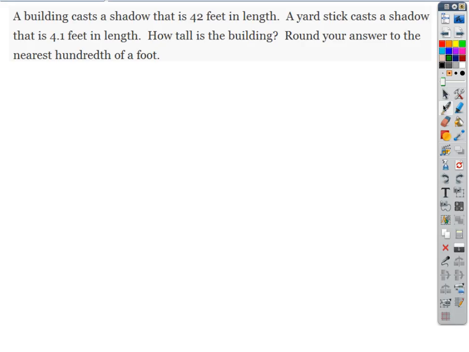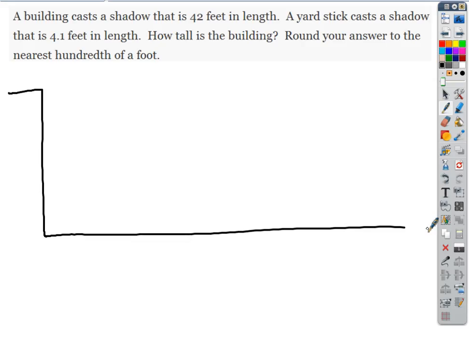So we need a picture. So here's our building, let's say, and there's the sunlight that's passing by the edge of the building, right? So how tall is the building? That's what we're looking for. So that's x. What's the length of the shadow? 42. Okay, that's a right triangle, right? If you do 42 to 4.1 equals... Yeah, you're right. And how come? Because here's the yardstick, right?